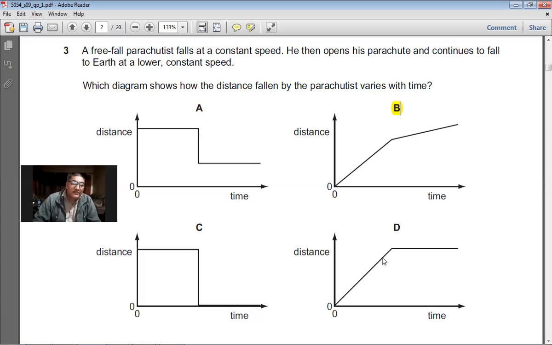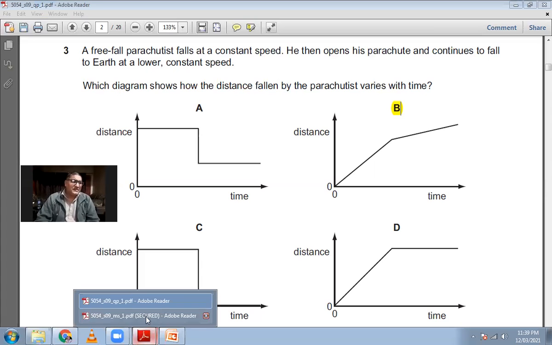And in this D, here we have a constant speed, but here the speed becomes 0, which is wrong. Because it was at a certain constant speed, and that speed was higher. And then it has again a constant speed, but that speed was lower. So in the first portion, the gradient should be larger, and then the gradient should be smaller, but the gradient is not zero. It means the graph is not horizontal. So I think B is the best option.